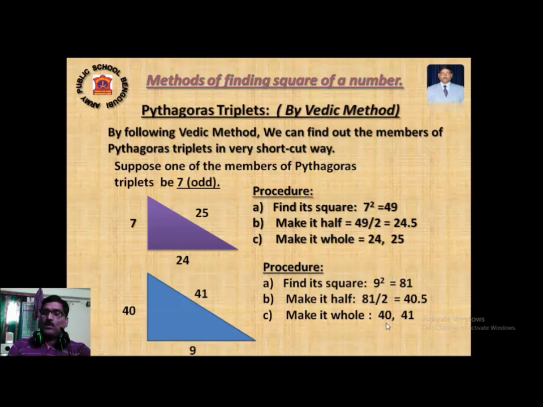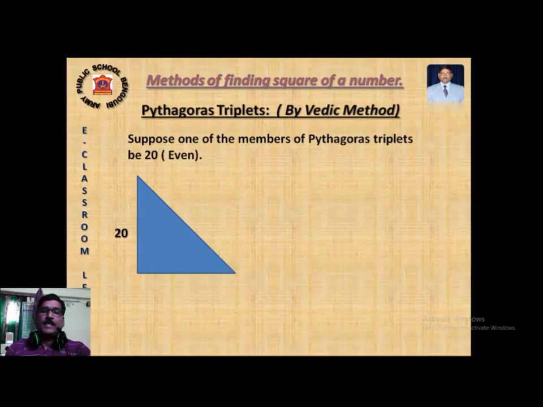Now one thing you remember here: in whatever examples I have given, the first number, one member, was odd. What happens if I take an even number, say 20? One of the members is given as 20. So I cannot directly apply the rules which we have already applied in the other cases, when an even number is given.